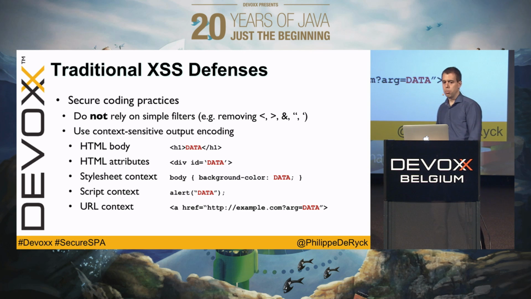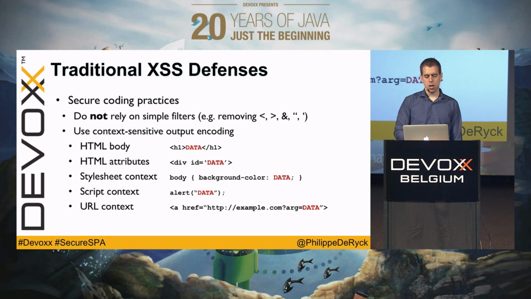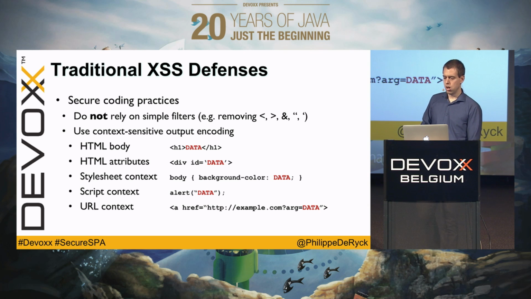And it doesn't really help you if you remove the greater than or smaller than signs in a style sheet context, because they don't mean anything there. There are other ways to execute a cross-site scripting attack from a style sheet. So this is why doing that doesn't really help anything.